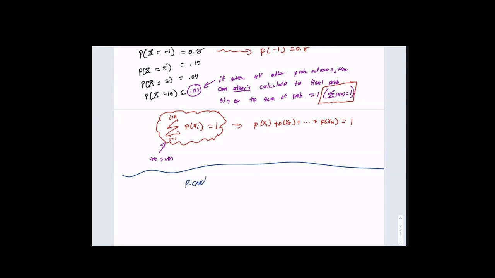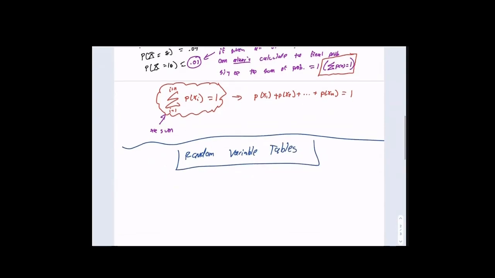Random variable tables. Basically, in all of these problems, a random variable table is a table that states all possible random variable outcomes and corresponding probabilities.